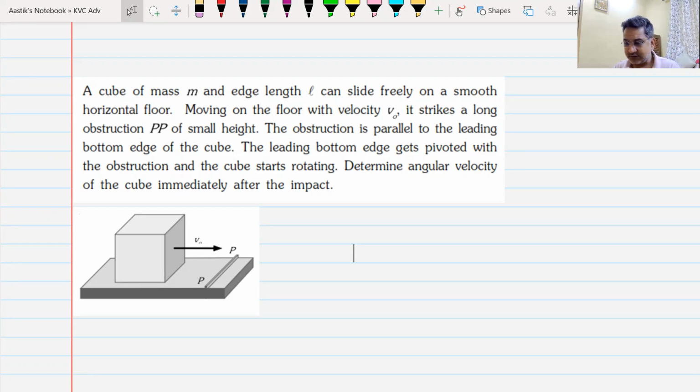You understand the question now? Simple question. Cube is moving, it gets an obstacle, it will rotate. Yes or no? You have to find the angular velocity of the cube.